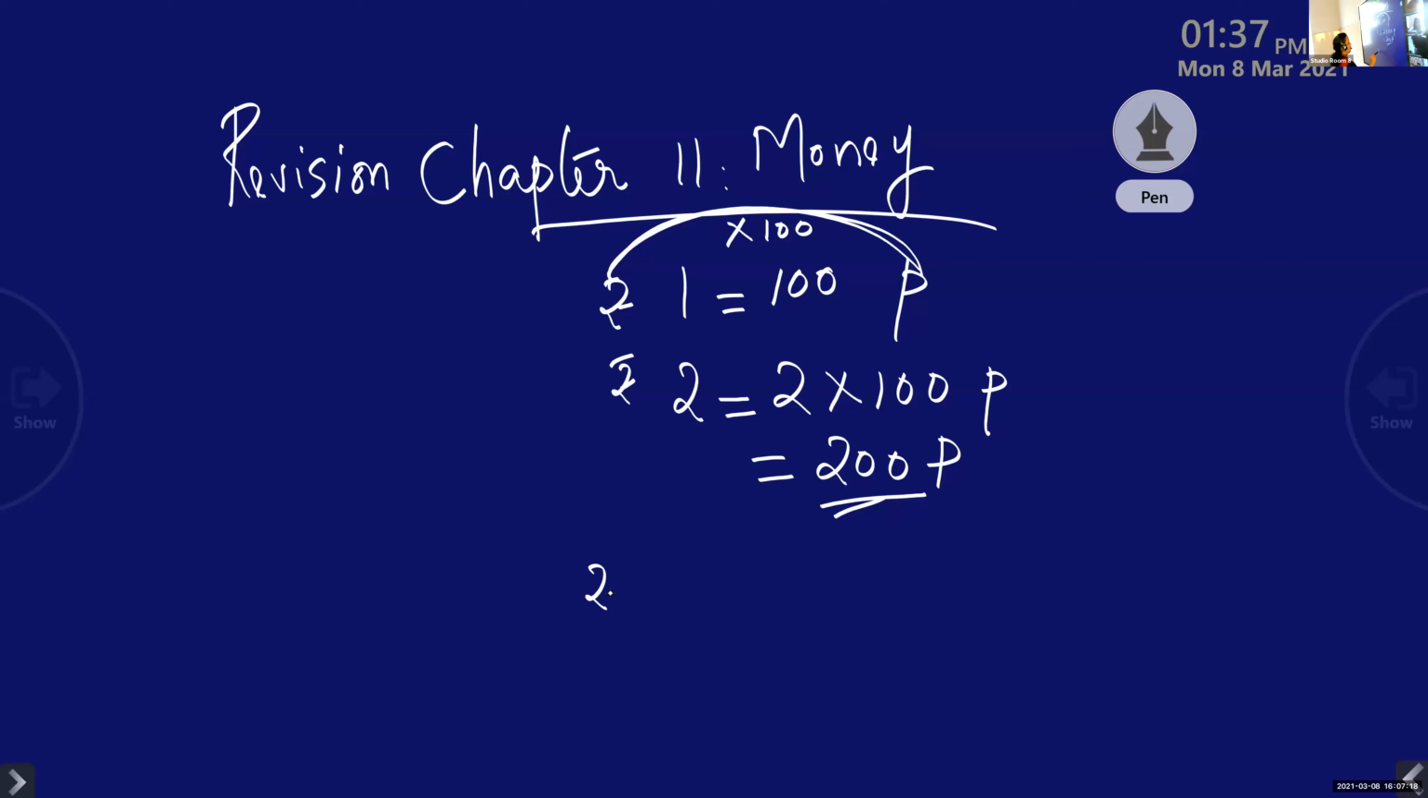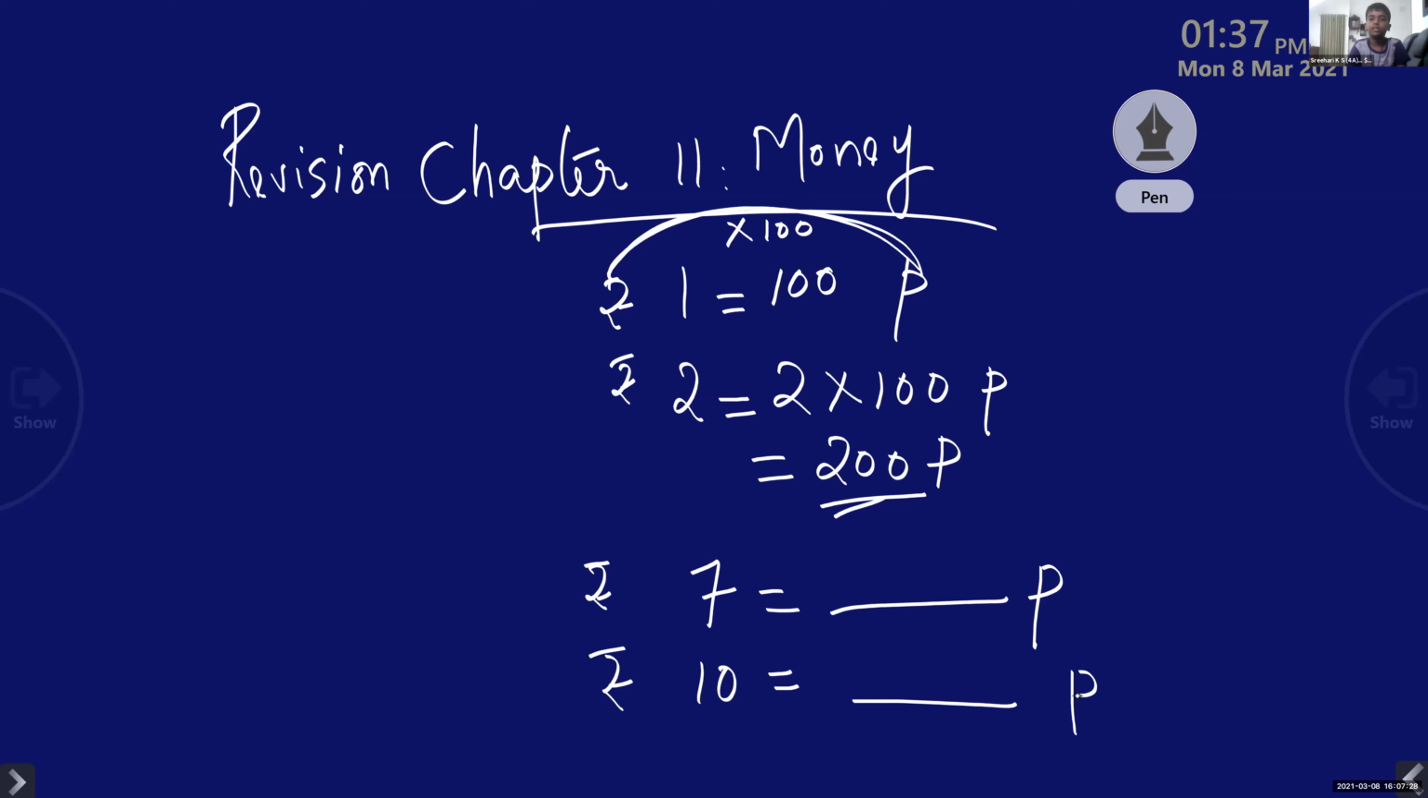So children, tell me, rupees 7. Write down, all of you write this question and do that alone. Rupees 7 is equal to dash paise. Rupees 10 is equal to dash. So those who joined, we are doing revision of chapter 11, money. You have to write these in your rough book.